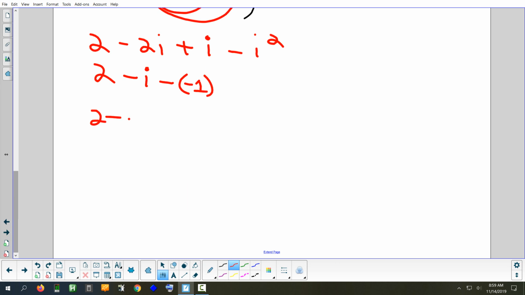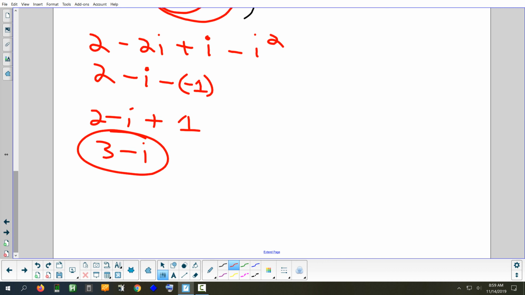So 2 minus i, it's really plus 1, because it's minus 1. And 2 plus 1 is going to give me 3. There's your answer, and that's in standard form.